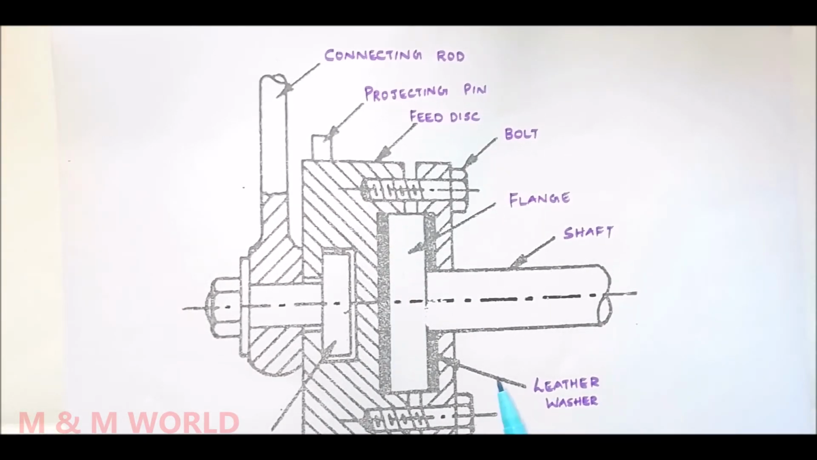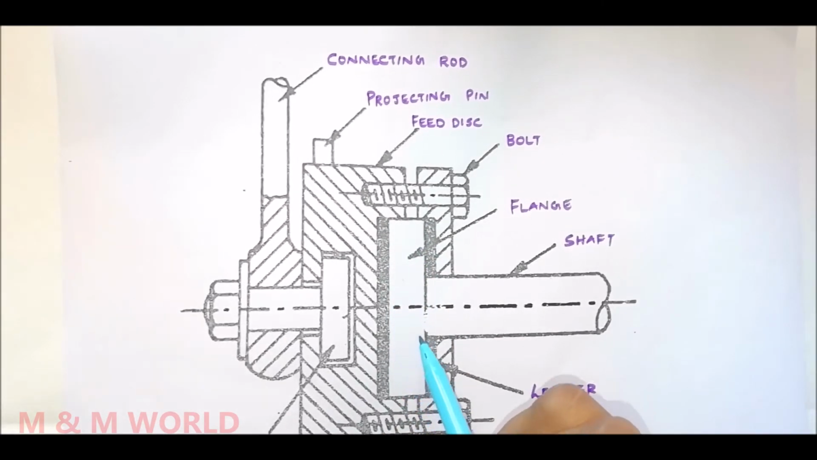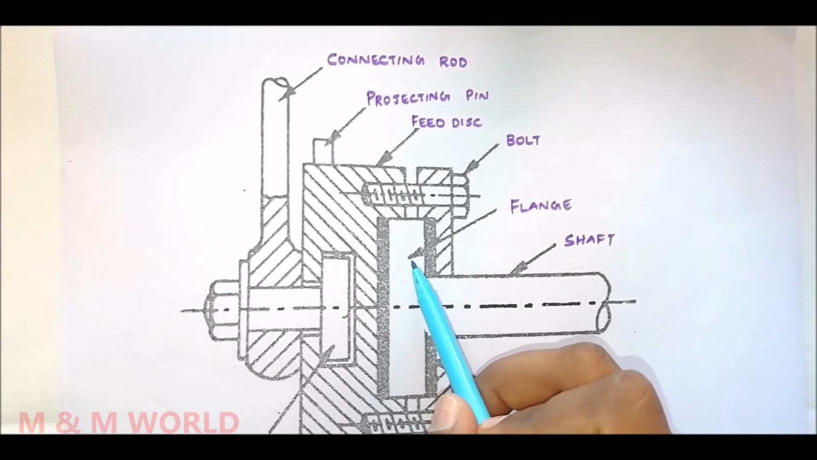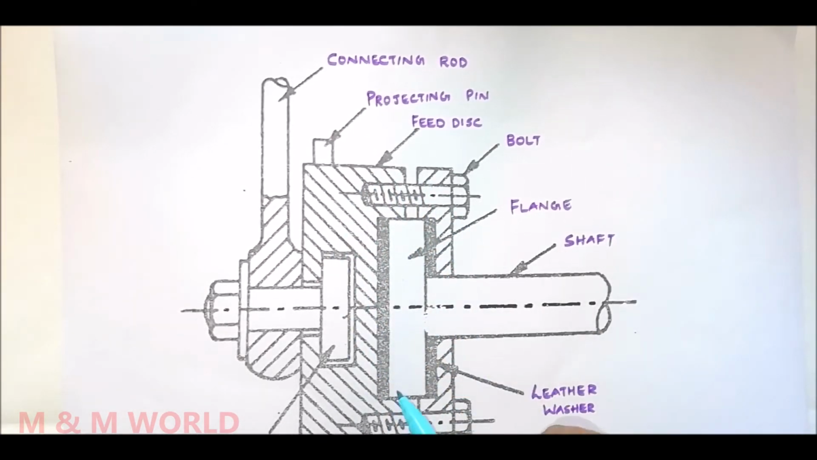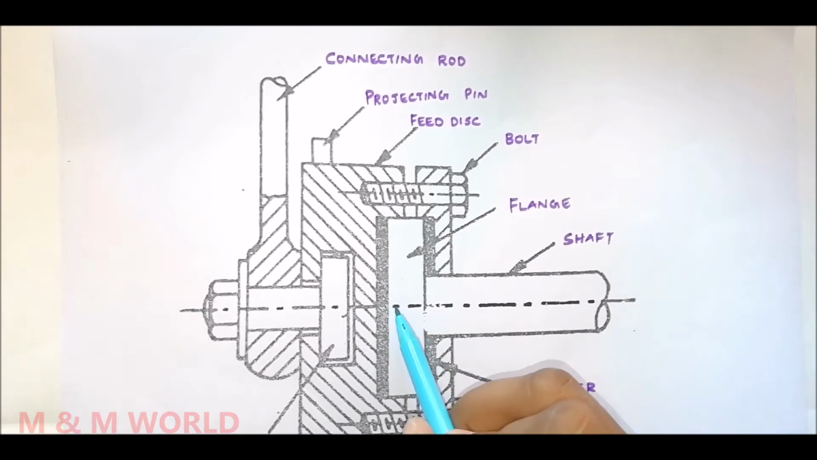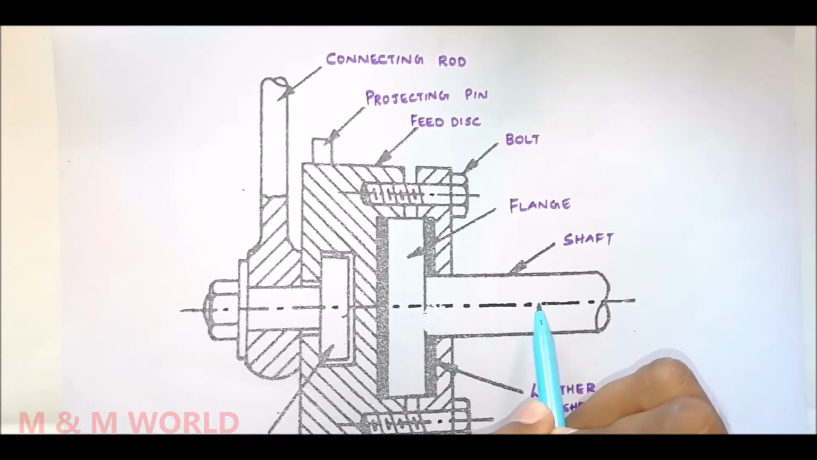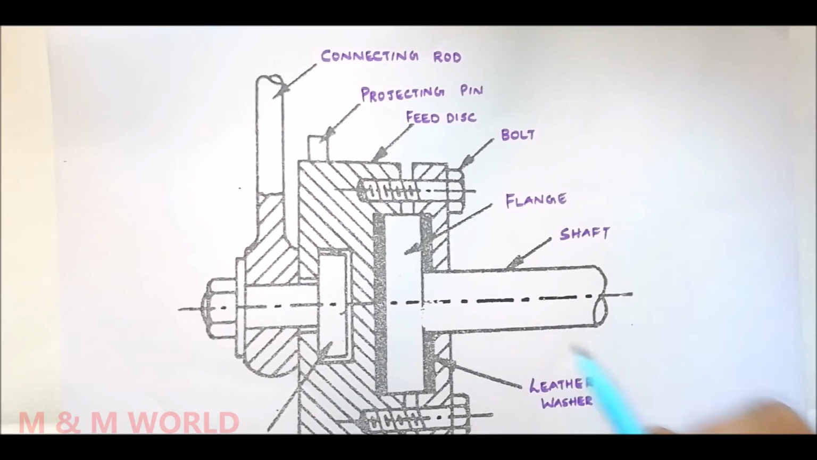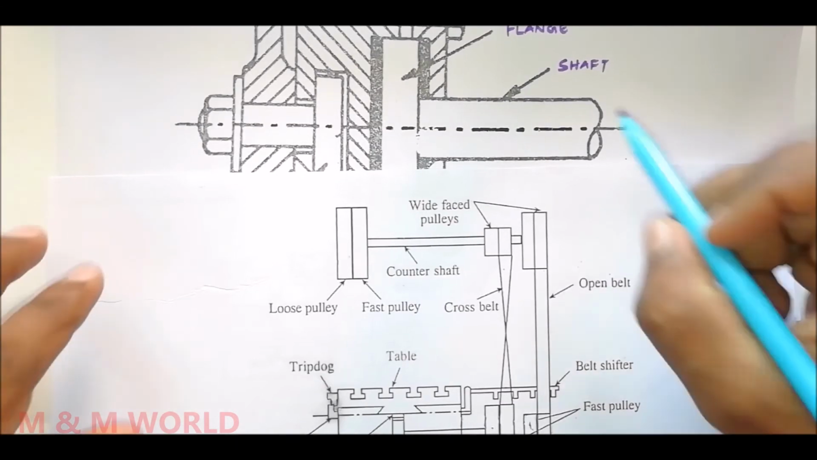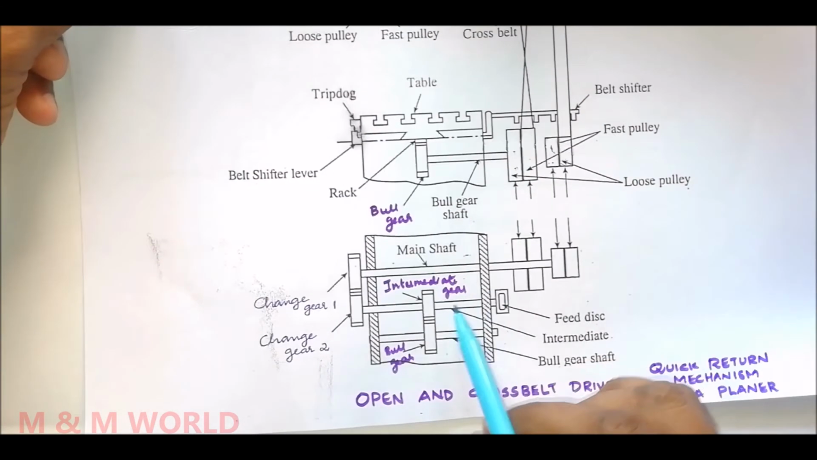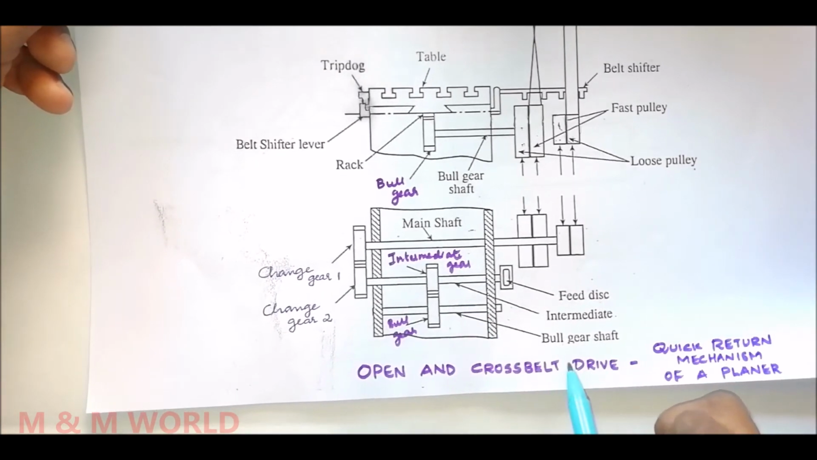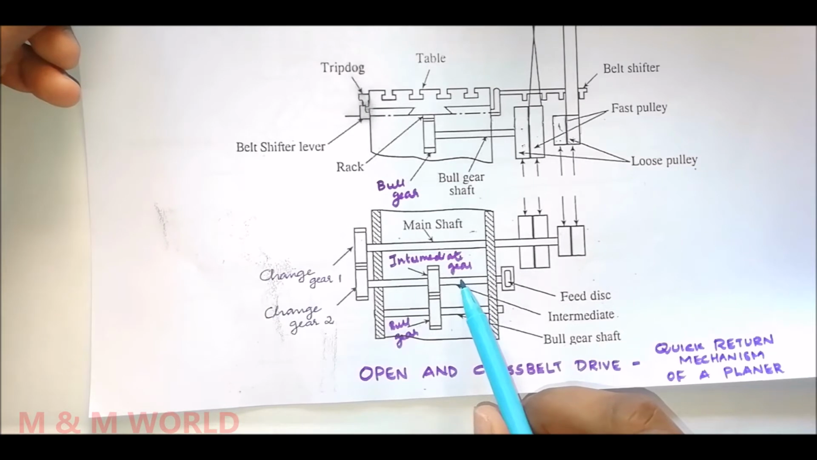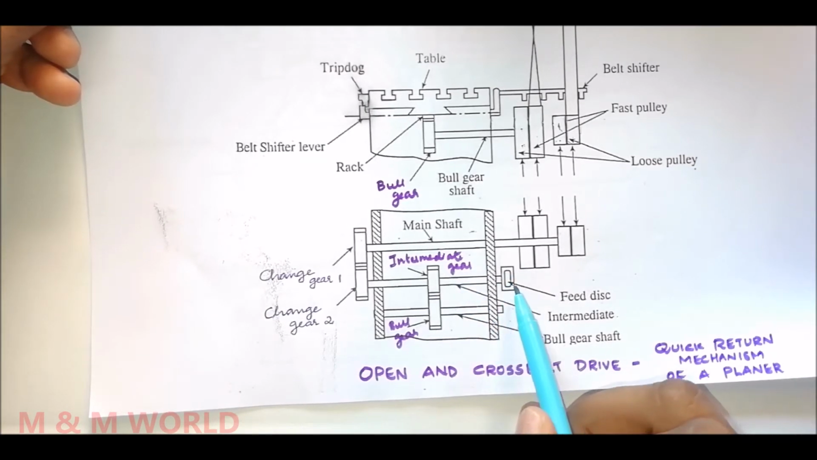This is the sectional view of the feed disc. The feed disc consists of two parts having a cylindrical opening which encloses the flange. In that cylindrical opening we have a flange, and this flange is connected to the shaft. This shaft is the intermediate shaft we studied in the open and crossbelt drive, and it is connected to the feed disc.